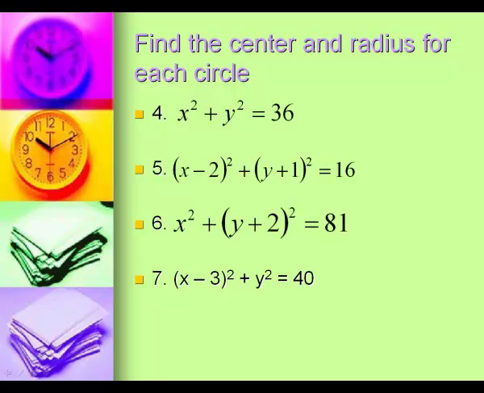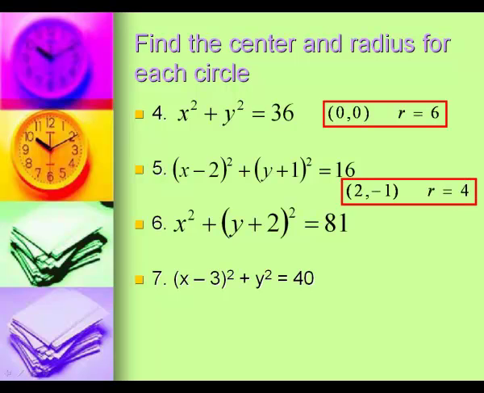On number 4, the center is at 0, 0. Radius is the square root of 36, which is 6. On number 5, the center is at positive 2, negative 1. Remember, change those signs. And the radius is the square root of 16, which is 4. On number 6, the center is at 0, negative 2. Radius is the square root of 81, which is 9.